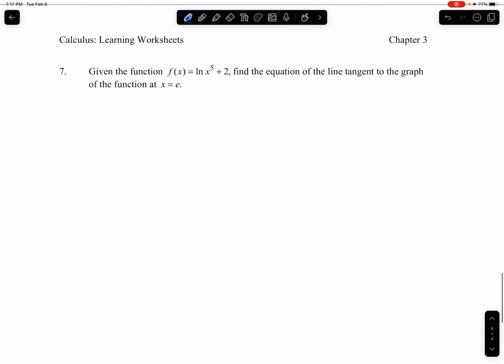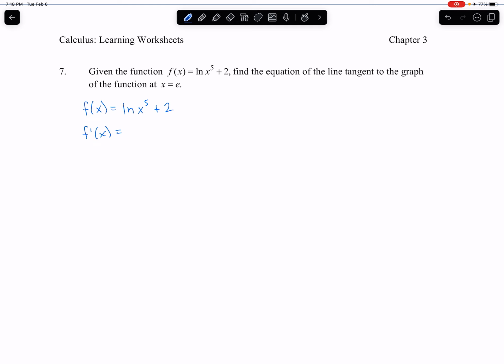Given the function f of x equals natural log of x to the 5th plus 2, find the equation of the line tangent to the graph of the function at x equals e. Okay, let's do it again. This time we have a more complex problem, or a more complex function. First, let's take our derivative, because that will find our slope. If f of x equals natural log of x to the 5th plus 2, then f prime of x.